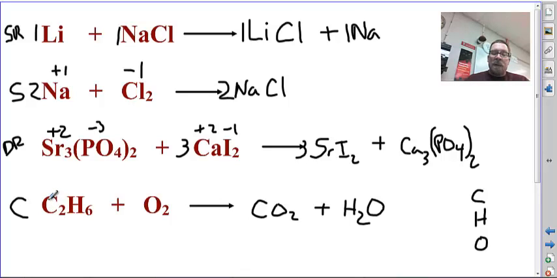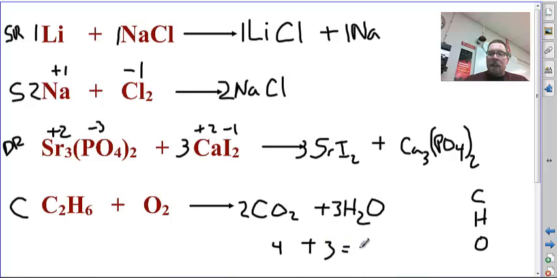I have 2 carbons, and this is called ethane. I have 1 carbon here in carbon dioxide, so I put a 2. Okay. Now I have 6 hydrogens here. I have 2 in the water, so 3 times 2 will give me 6. Now I count out my oxygens. I have 2 on the left. I have 2 times 2 is 4, plus another 3 in the 3 waters, is 7.